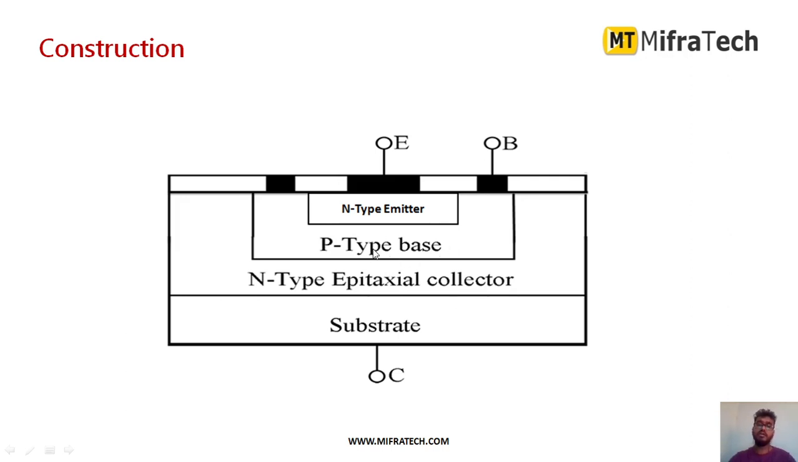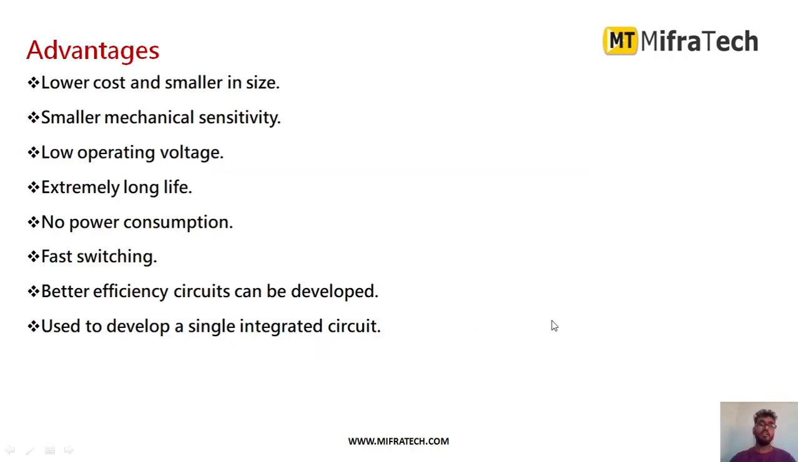Between the emitter and the collector we have a base here, and at the bottom we have a substrate. You can call it the body also. So what are the advantages of these transistors? They are low cost and small in size. They have a smaller mechanical sensitivity.